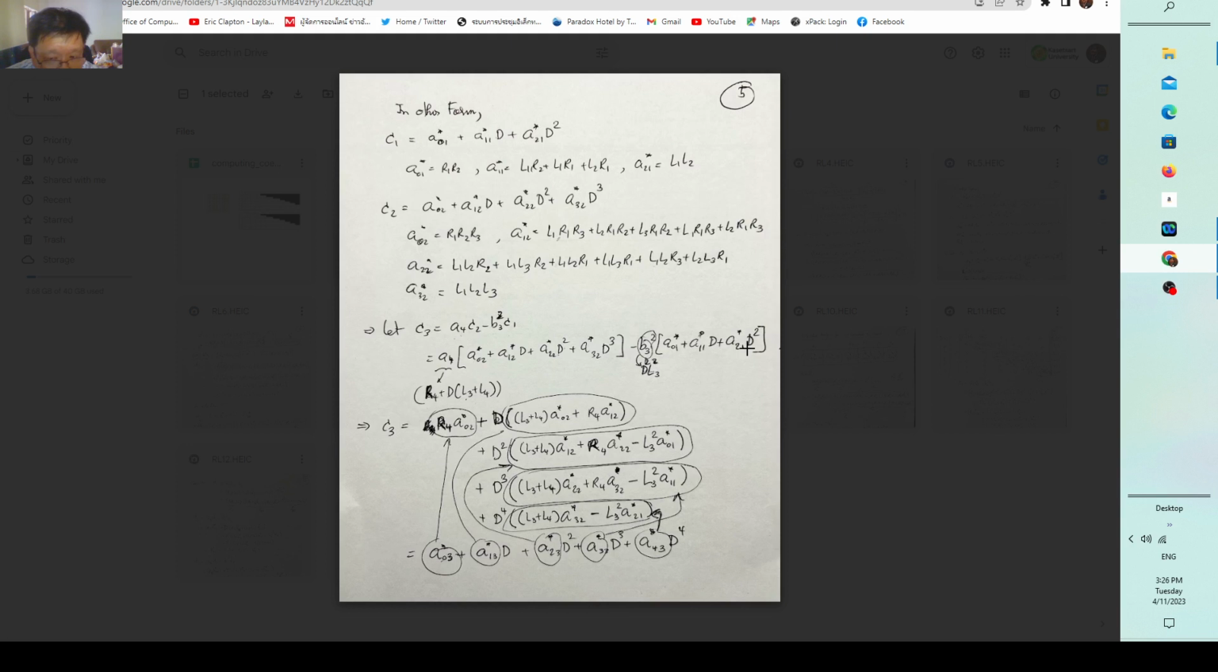You get a sub 2 1 star d square. If two terms multiply together, d becomes d to the 4, or the quadratic of d, and then times L sub 3 square. The coefficient that multiplies becomes L sub 3 square times a sub 2 1 star over here. And then you can call the new coefficients here a sub 0 3 star, a sub 1 3 star, a sub 2 3 star, a sub 3 3 star, and a sub 4 3 star. This one becomes C sub 3, certainly a fourth order polynomial of the D operator.